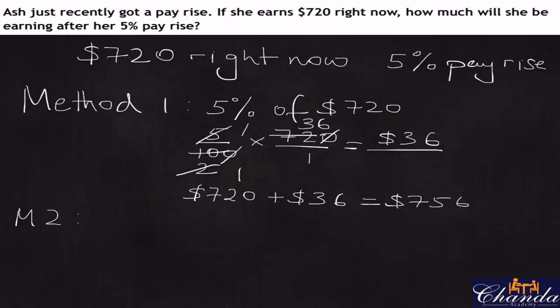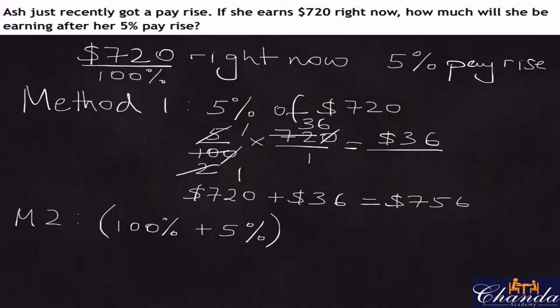Then we have method 2, which is basically very similar to how we do this particular method, except we skip a couple of steps. So we are to look at the percentage that she gets paid right now is 100%. So that $720 represents 100%. Now, she's going to be getting paid another 5% on top of that 100%. So think of it like a 5% bonus, which is on top of her base pay, which is $720. So that's 100%, which is the $720, plus the 5% that she's getting paid on top of that, of the $720.